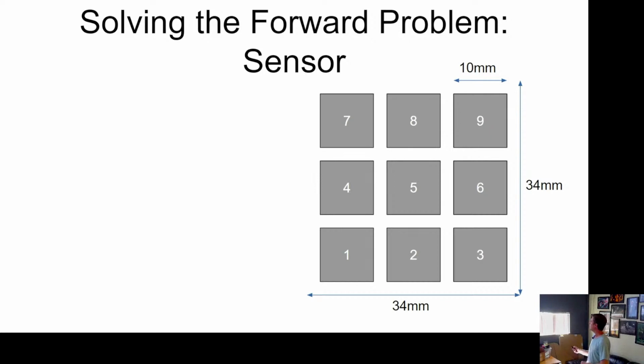So this is the kind of model sensor for this presentation. It's a 9-electrode sensor, a 3x3 electrode sensor. Each electrode is 10 millimeters across.